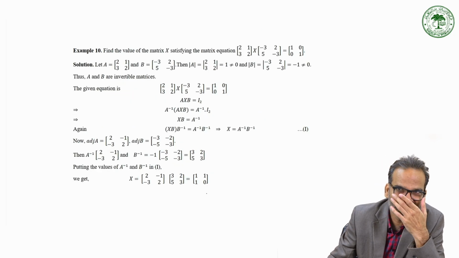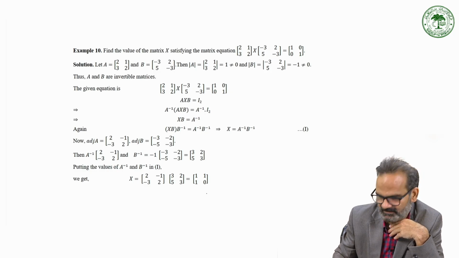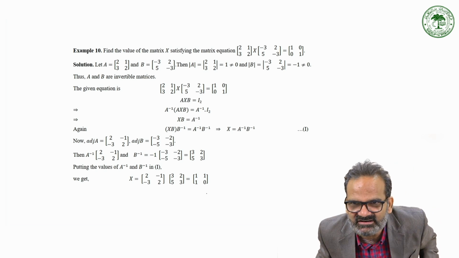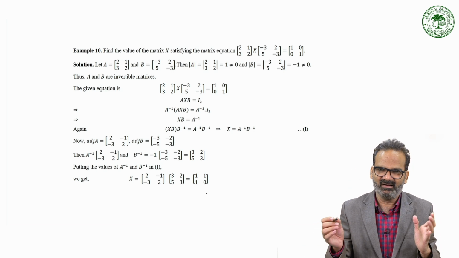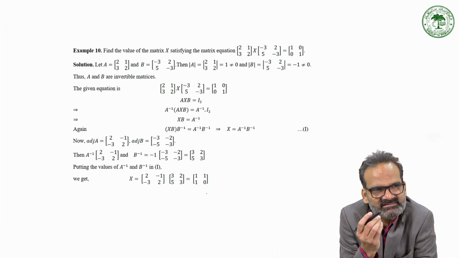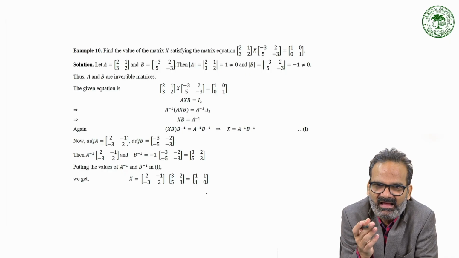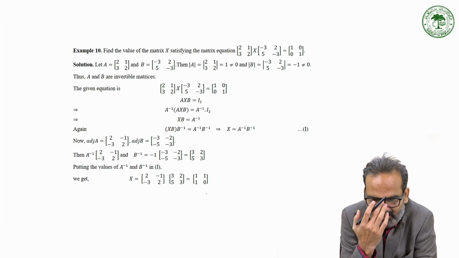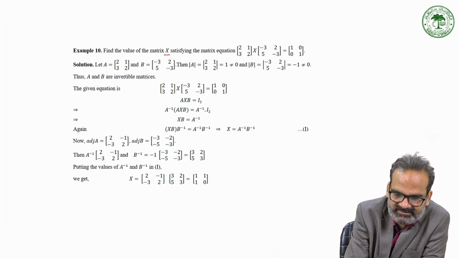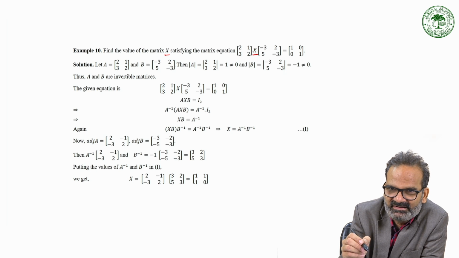This is the next question. Find the value of the matrix X satisfying the matrix equation, this is equal to this. I have discussed with you many times about the matrix equation. Matrix equations are simply equations in which, in place of the variables, we have matrices, right? So here we find the value of the matrix X. See, this is a matrix, so this X is also a matrix. It's not the sign of cross or multiplication.